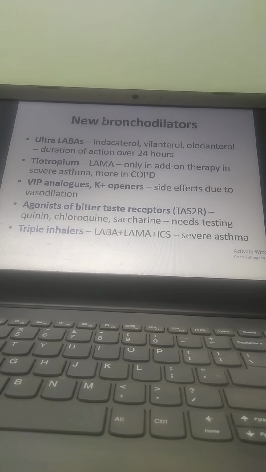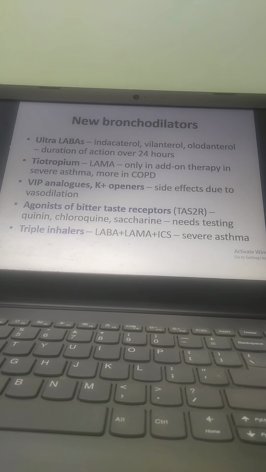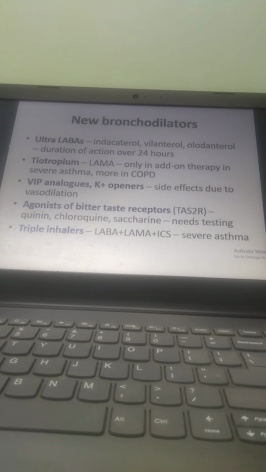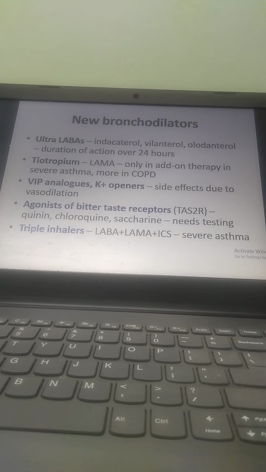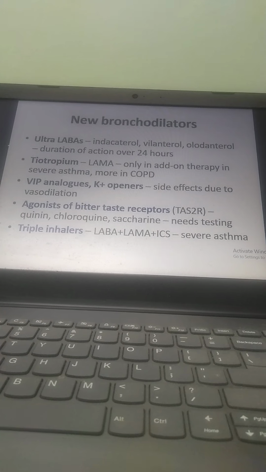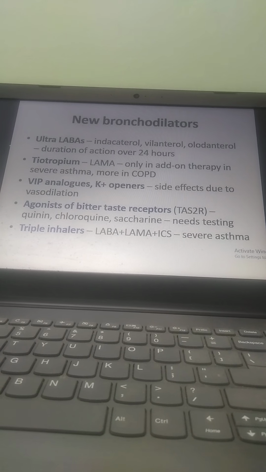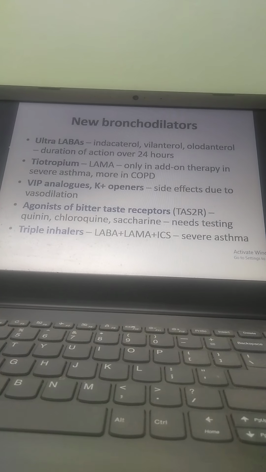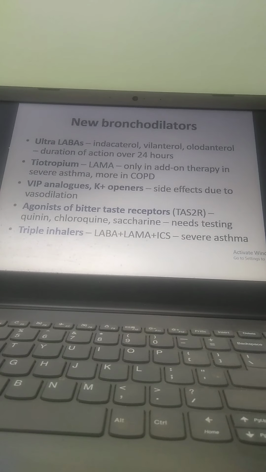Now, new bronchodilators. We have ultra-LABA. These are the newer ones coming. Then we have tiotropium, VIP analogs, potassium openers, agonists of bitter taste receptors, and triple inhalers. Like LABA, LAMA, ICS, for severe asthma. It is a triple inhaler: long-acting beta agonists, then muscarinic antagonists, and then corticosteroids. So this is the new bronchodilator pattern: ultra-LABA, tiotropium, VIP analogs, potassium openers, agonists of the bitter taste receptors, and triple inhalers.